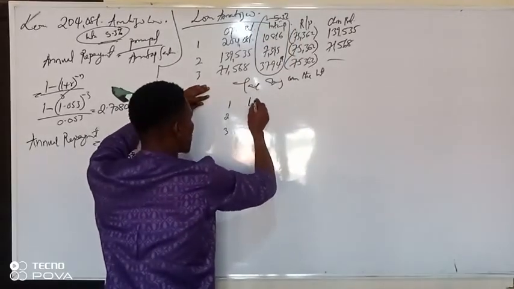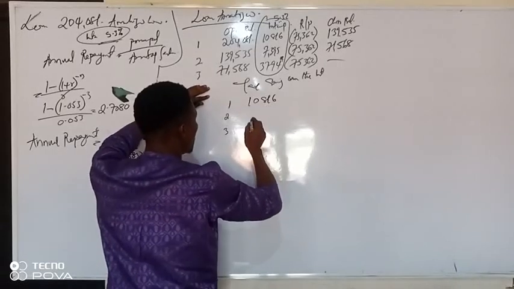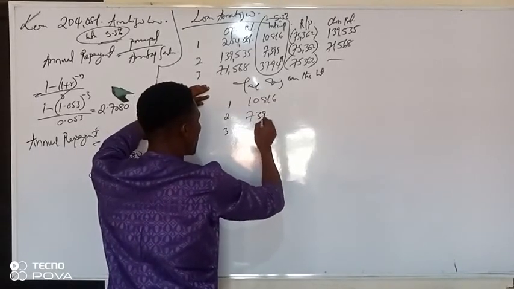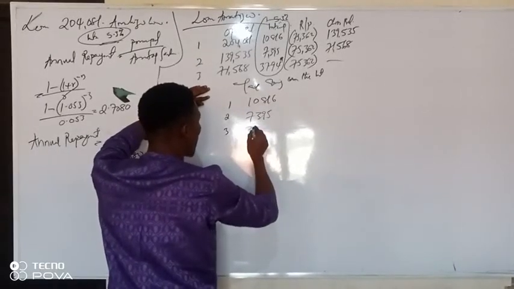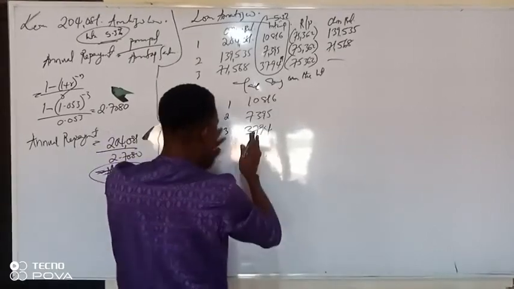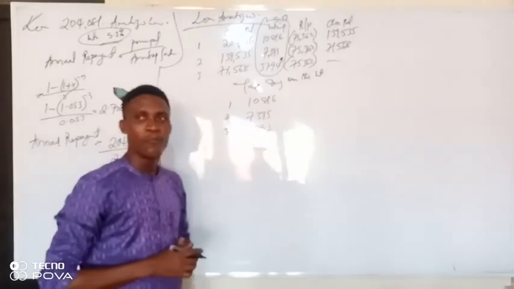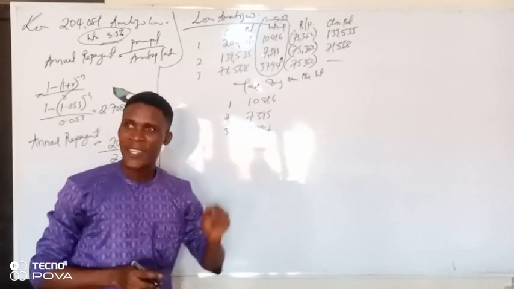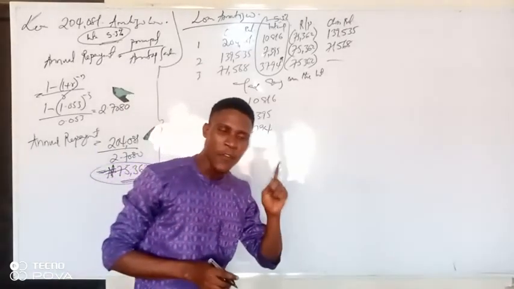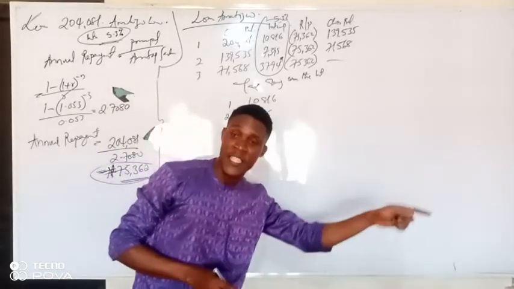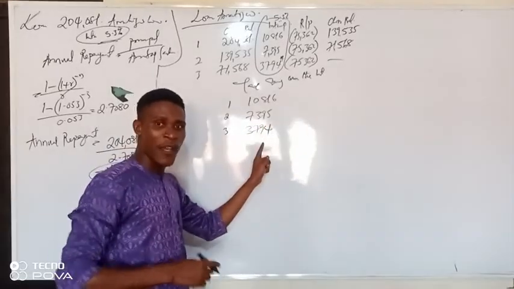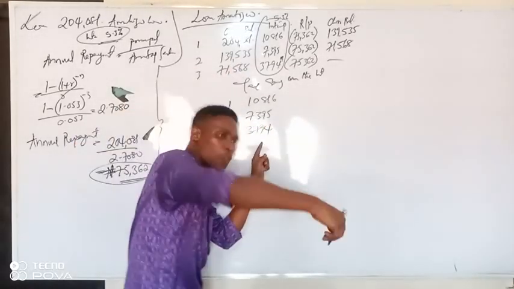Year one, 10,816. Year two, 7,395. Year three, 3,794. These are our interest each year. Don't forget, what are we looking for? Present value. PV of tax savings of interest. This is interest here. We have to get our tax savings first.